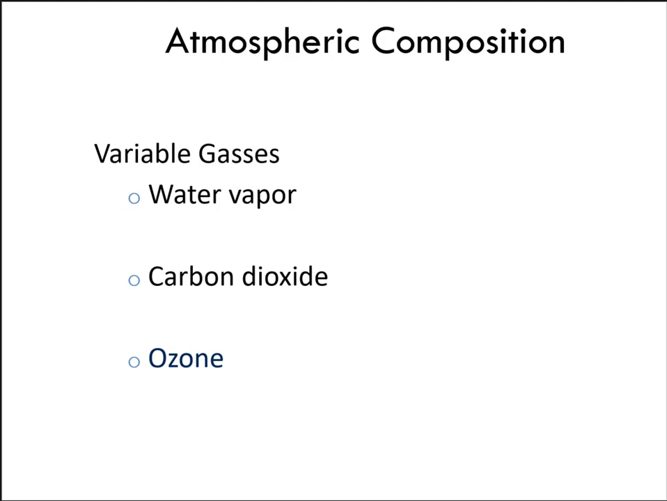Finally, we can look at ozone, which is both beneficial and harmful to life on Earth. Much of the ozone in the atmosphere is found in the stratosphere, and here ozone absorbs UV light from the sun and prevents it from reaching the surface.